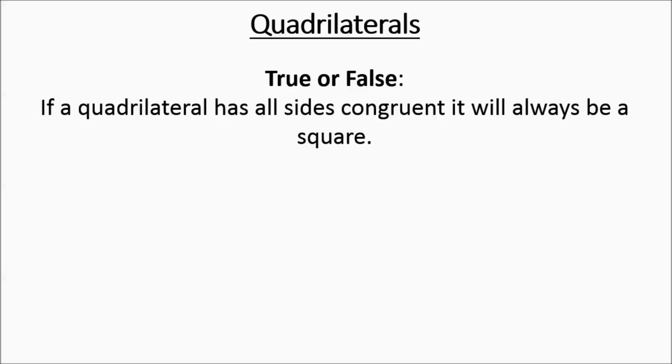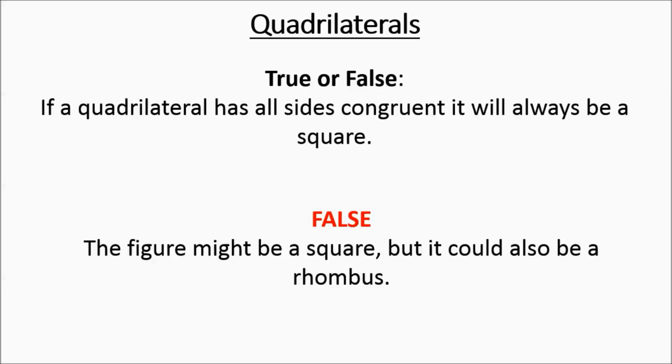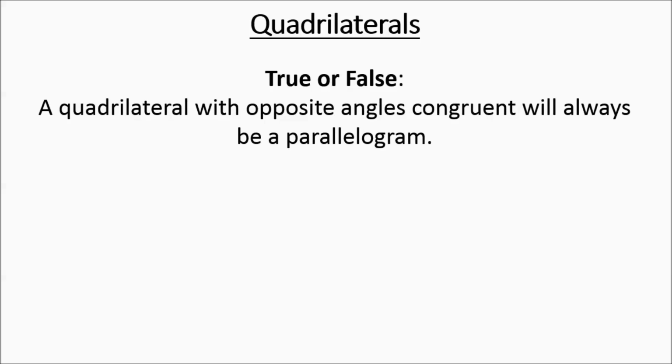True or false? If a quadrilateral has all sides congruent, it will always be a square. So think about it, all sides congruent, it's always going to be a square? False. The figure might be a square, but it could also be a rhombus, because rhombi also have all sides congruent. Here's another one. True or false?